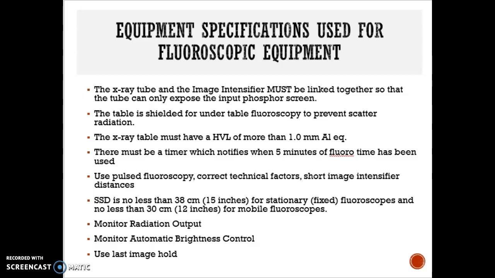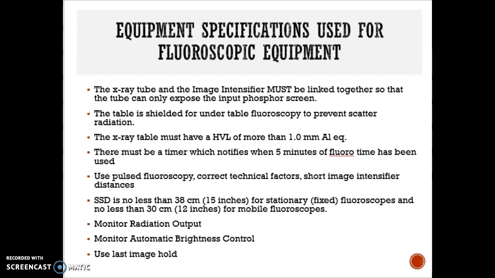There must be a timer present which notifies the technologist that 5 minutes have been reached when exposing the patient. And it is our job to work towards reducing the overall length of the exposure. We have to select the correct technical exposure factors to minimize the amount of radiation received by the patient. We have to ensure that the source to skin distance is no less than 38 centimeters or 15 inches for stationary equipment and no less than 30 centimeters for mobile fluoroscopes.